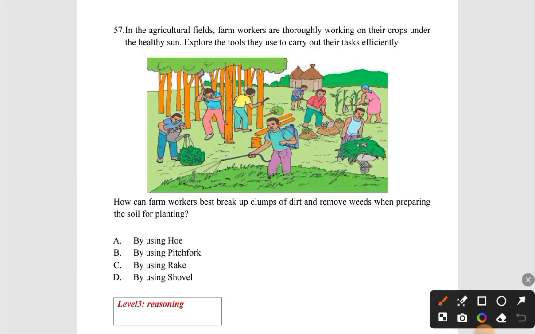57. In the agricultural fields, farm workers are thoroughly working on their crops under the healthy sun. Explore the tools they use to carry out their tasks efficiently. How can farm workers best break clumps of dirt and remove weeds when preparing the soil for planting? A. By using a hoe, B. a pitchfork, C. a rake, D. a shovel. So breaking of clumps of dirt and removing weeds, the best tool to do this work is the hoe. So 57 is A.